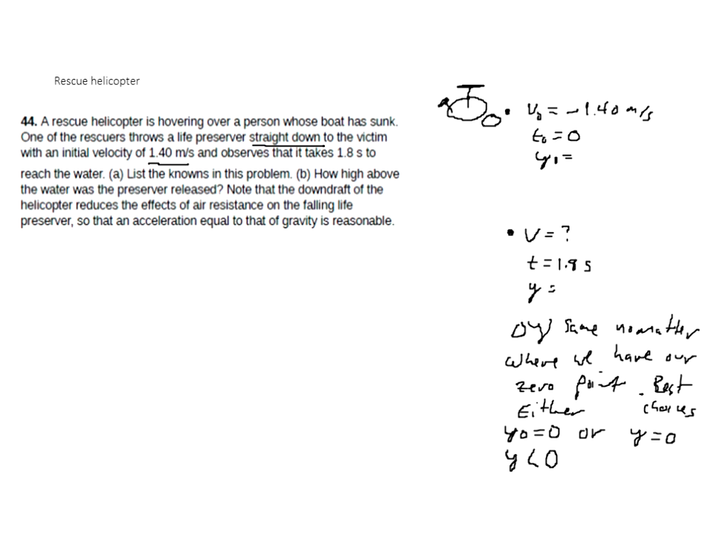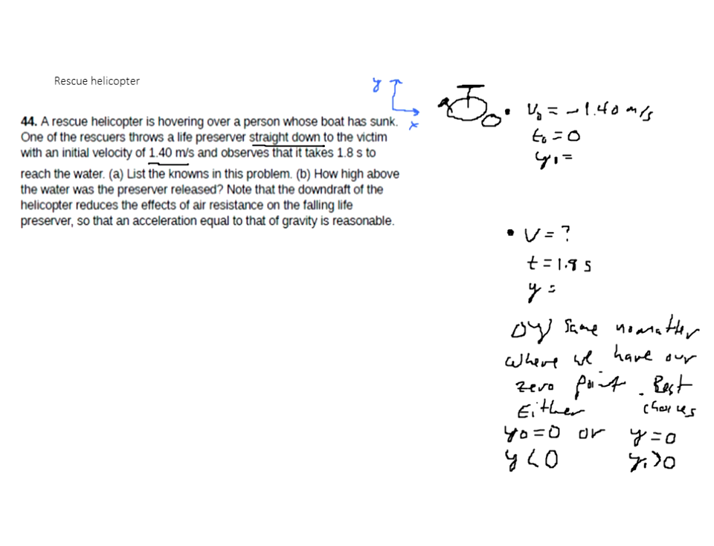So if we use our traditional number line, which I probably should have drawn before, where x gets bigger to the right, and y gets bigger upwards. So that's what we're basing all of our positives and negatives on. If we say that y is equal to 0, then y initial will be greater than 0. So that fits in with this here.